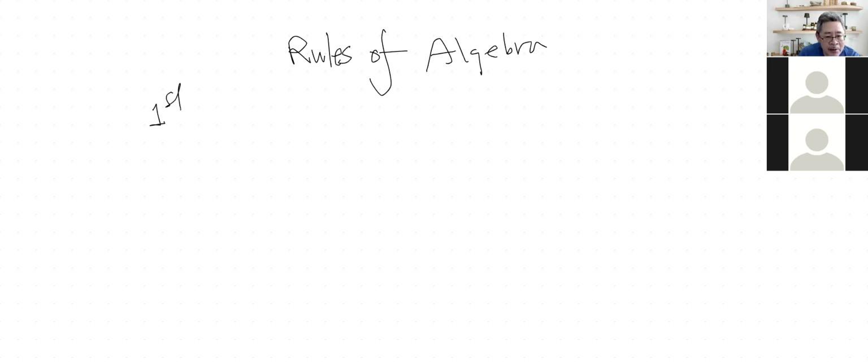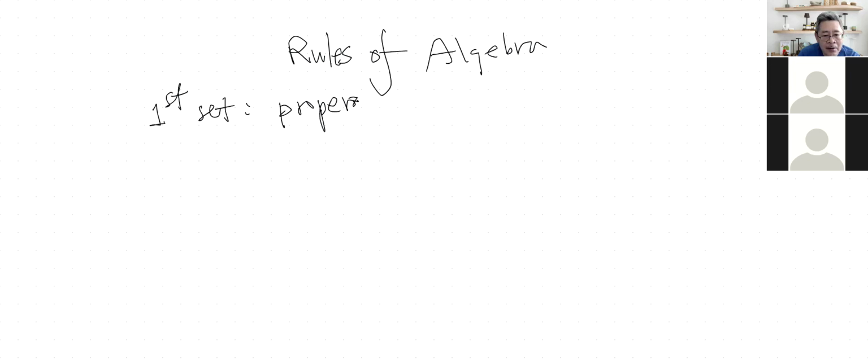So no matter what kind of algebra you do, these are the rules we use, which we should know. Just like when you play any sports, you have to know the rules. And the rules actually have three sets. We got the first set, which is properties of operators.